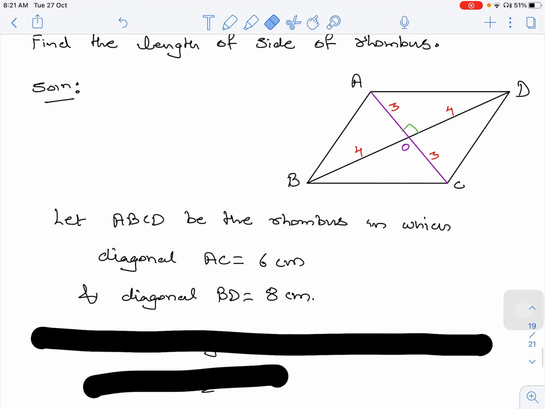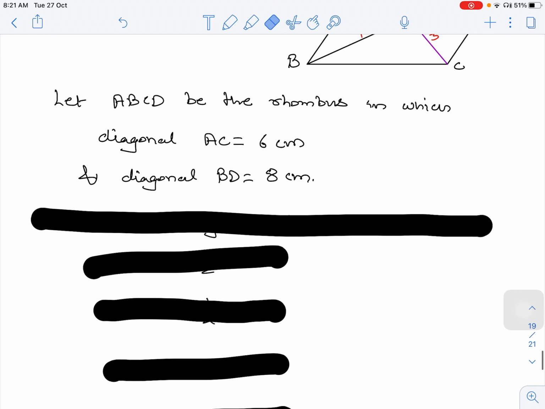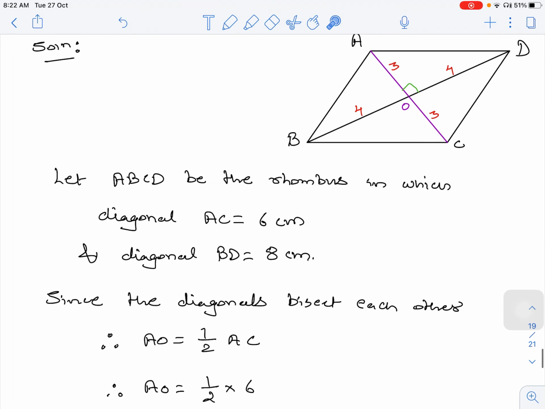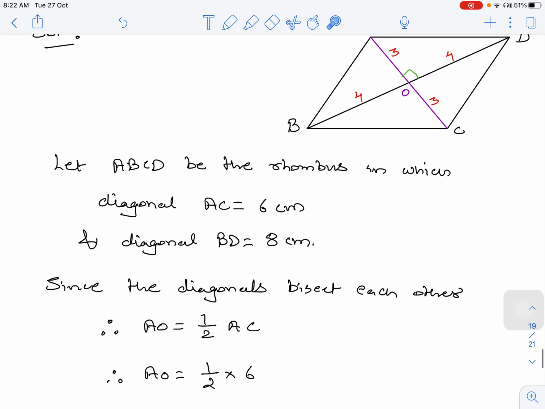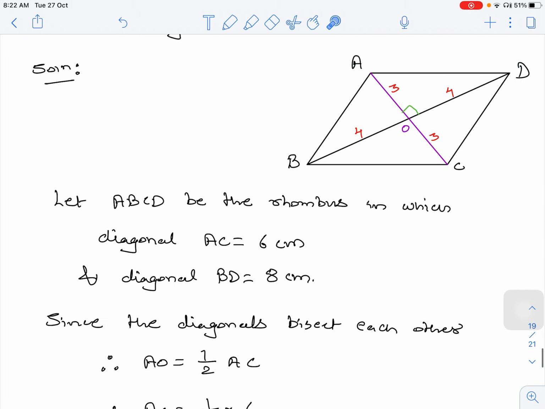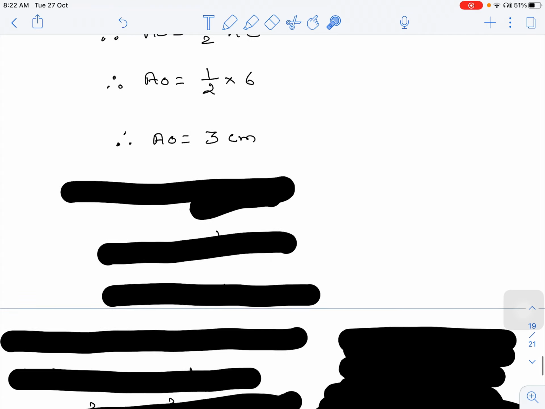So now here let ABCD be the required rhombus in which diagonal AC is 6 centimeter, this one, and diagonal BD is 8 centimeter, that is this one. Now, since the diagonals bisect each other as we have written over here, AO is half of AC. You have to mention it, okay? Therefore, AO is half of 6. Therefore, the value of AO is how much? Already we have written here 3 centimeter.